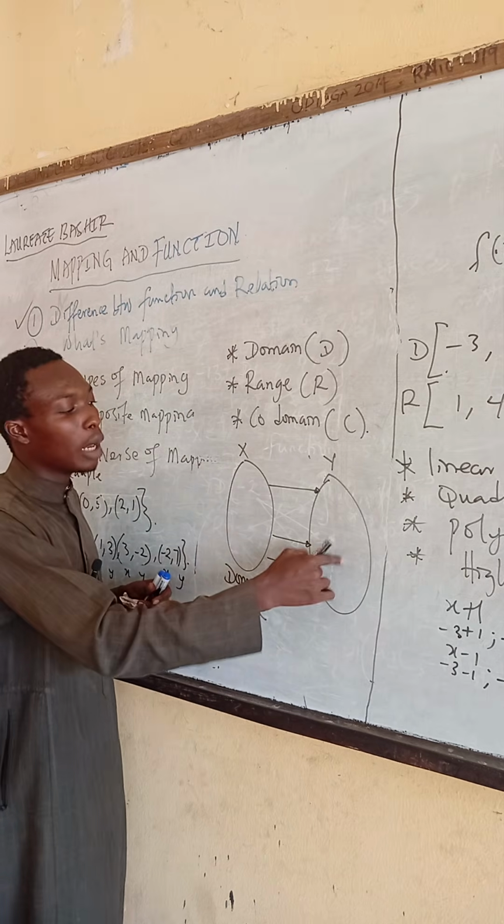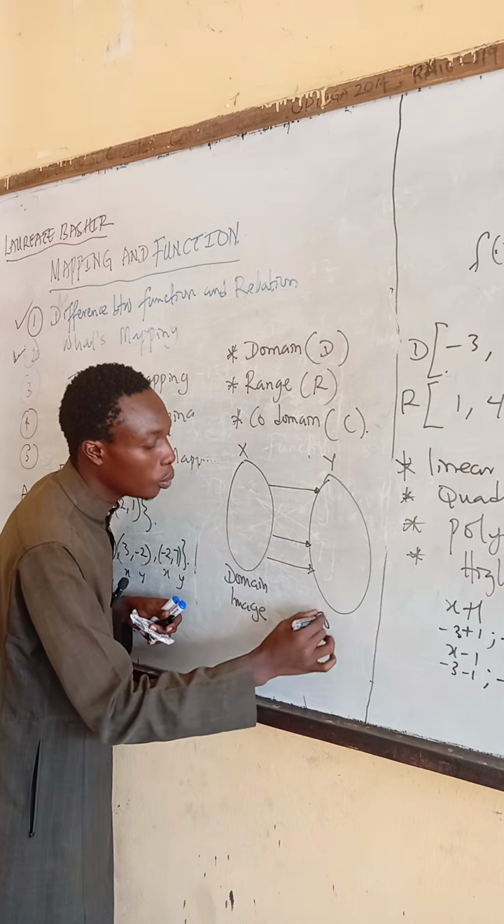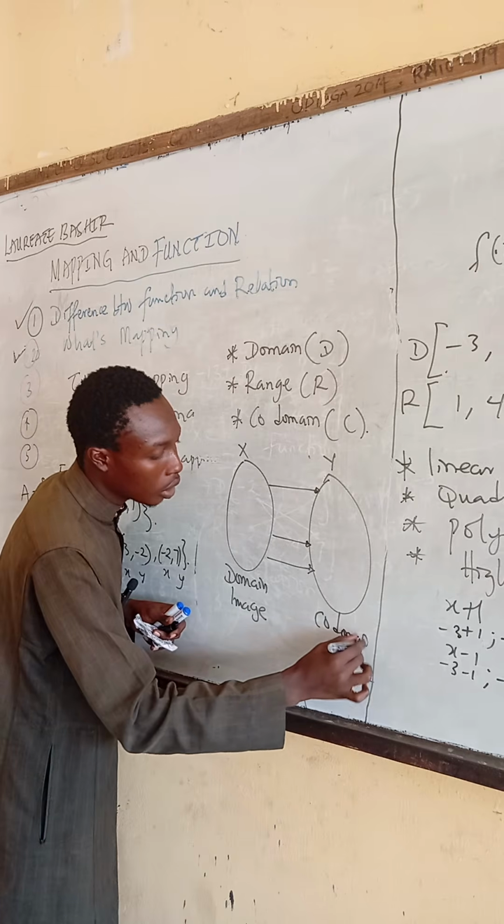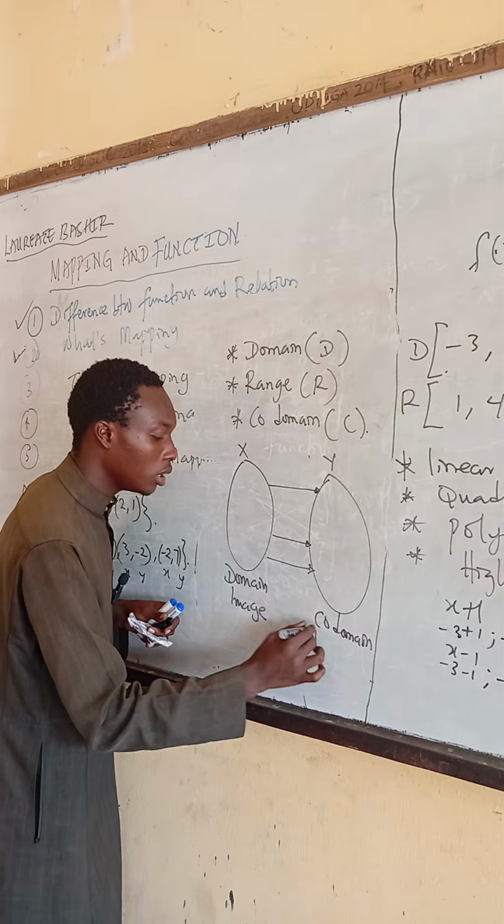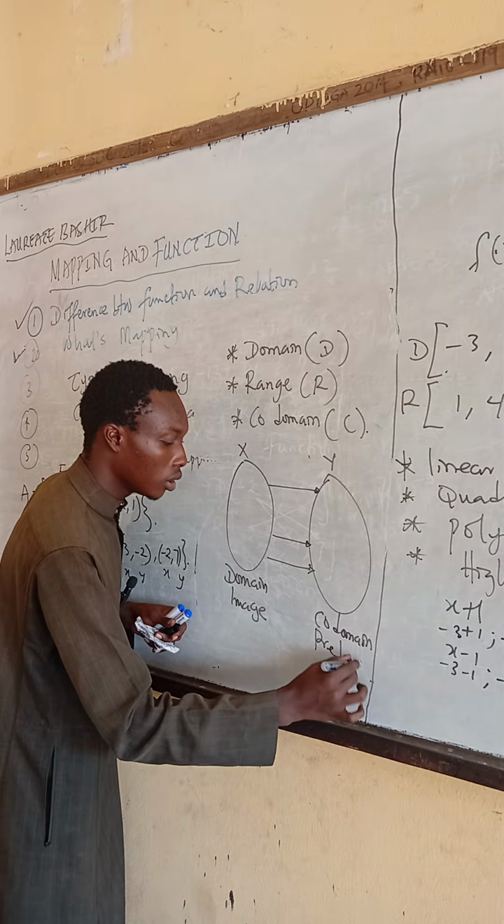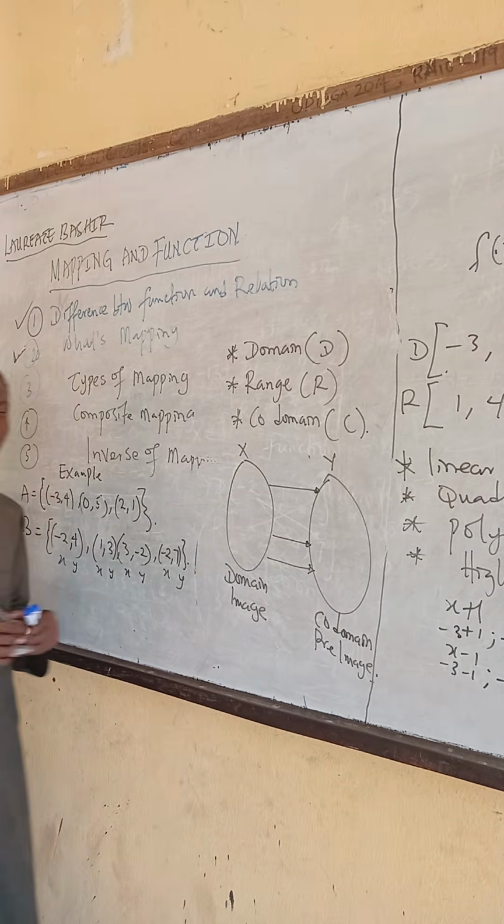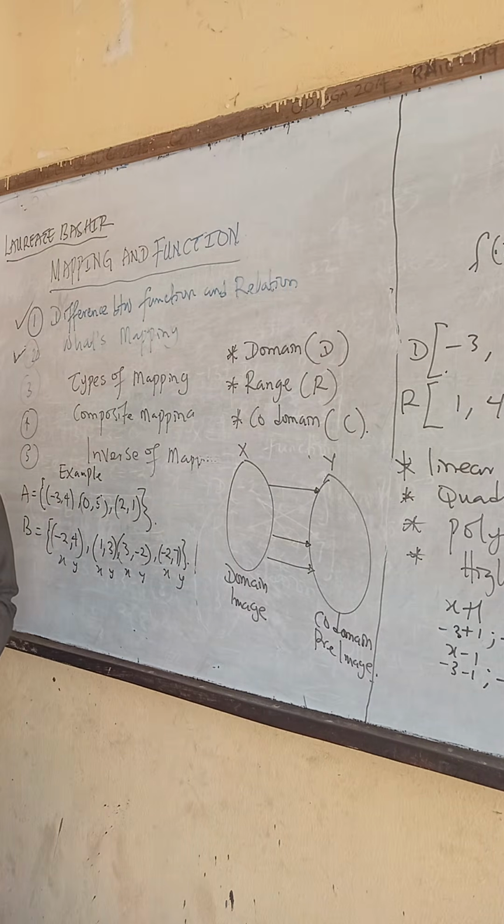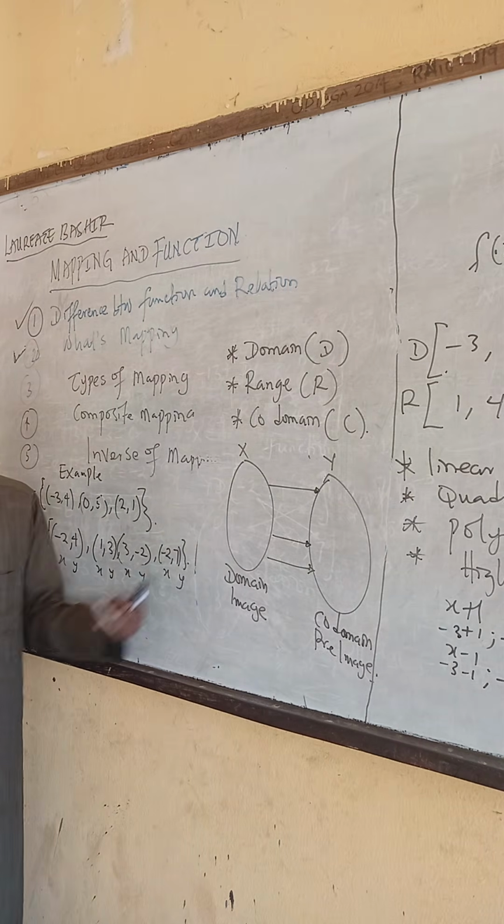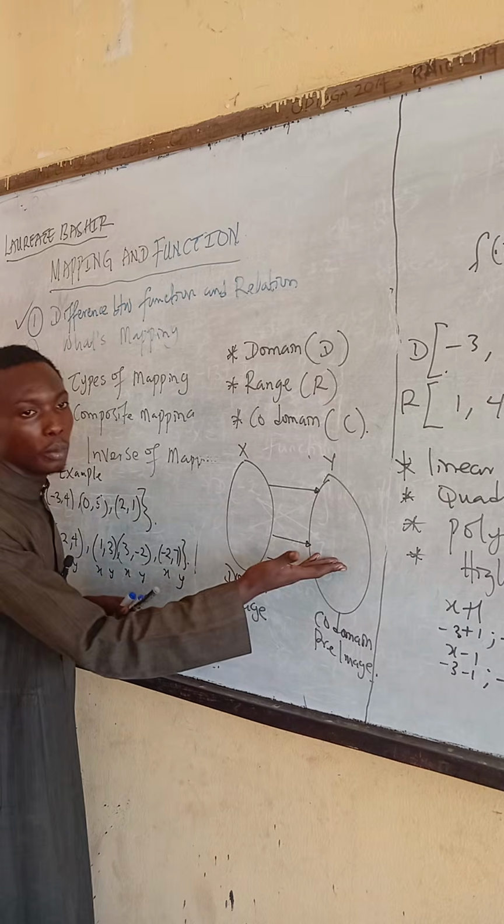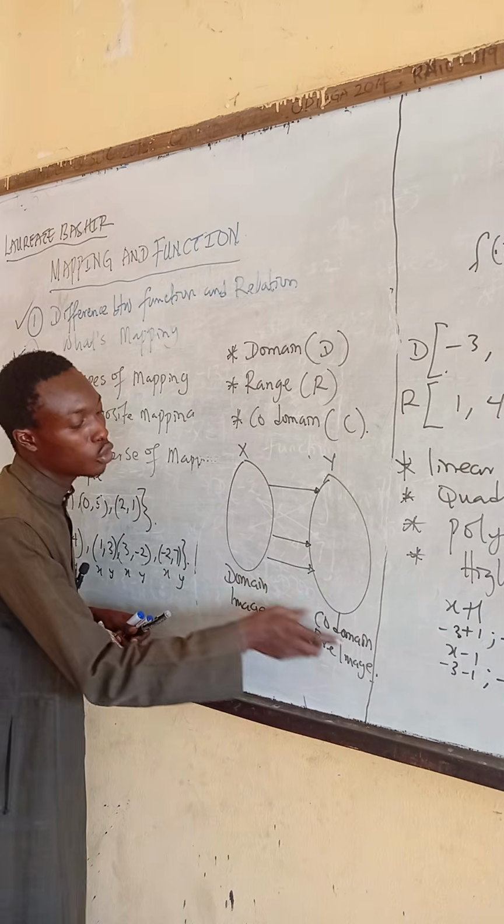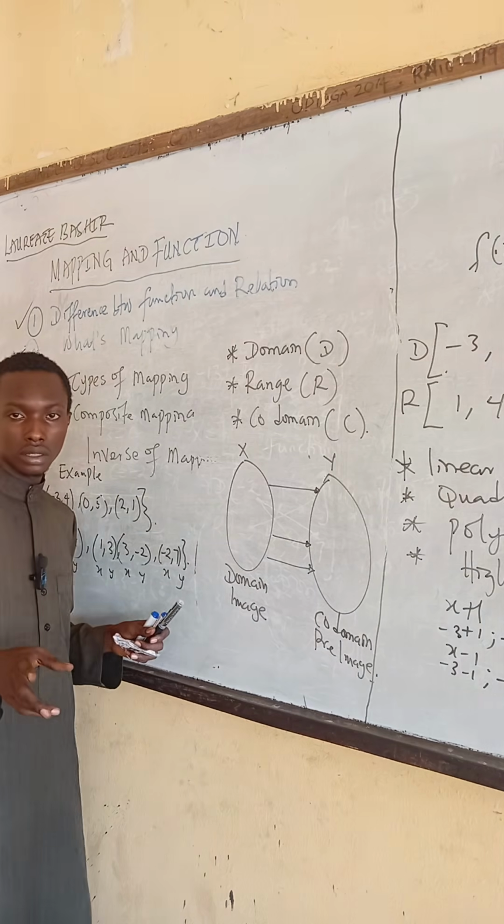This other set that you are mapping into is what we call the codomain. You get? So this is the domain, and this is the codomain. So the domain is always mapped to the codomain.